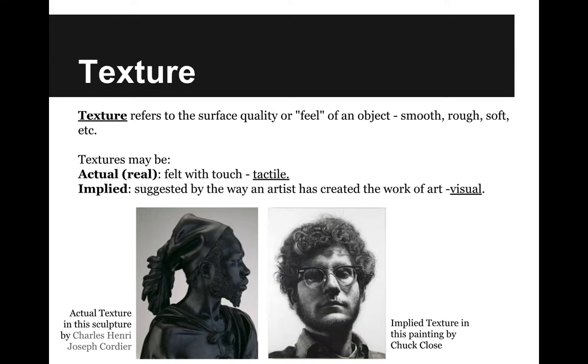Otherwise, you might just have to write down something like, this would be real texture. And then for the other one, you can just draw some implied texture, like draw some fur, draw some scales, or draw something that would give you implied texture.